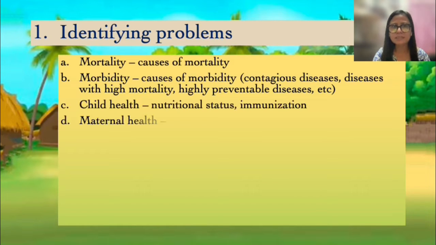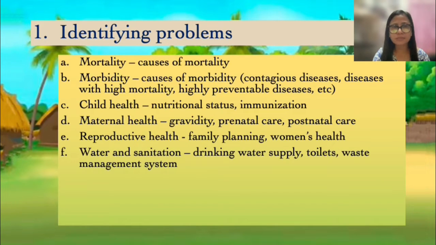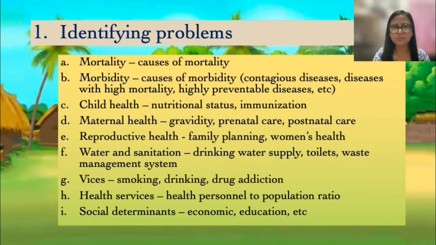Then child health, maternal health, reproductive health, and then we look at those that relate to social services like water and sanitation, and the vices that are prevalent in the community. We also look at the availability and utilization of health services, and we also look at the social determinants.